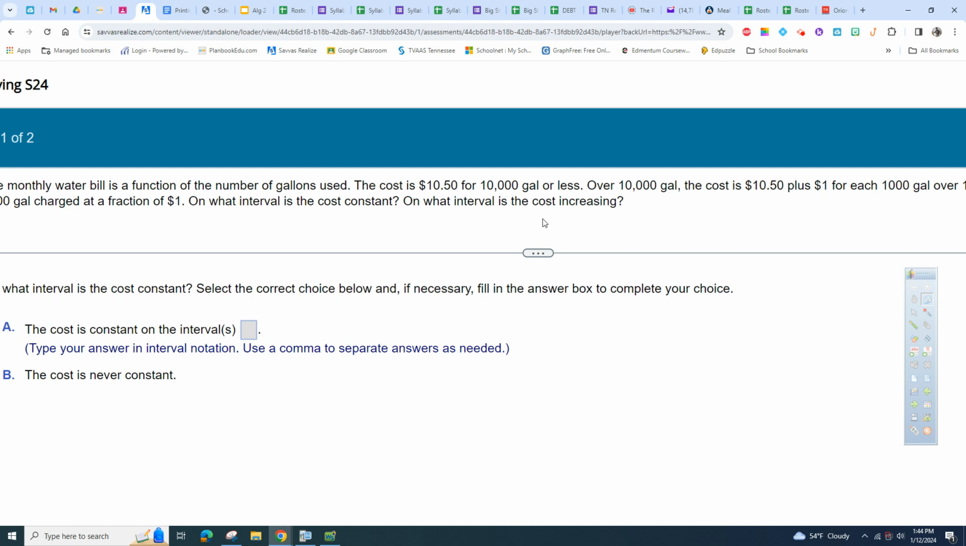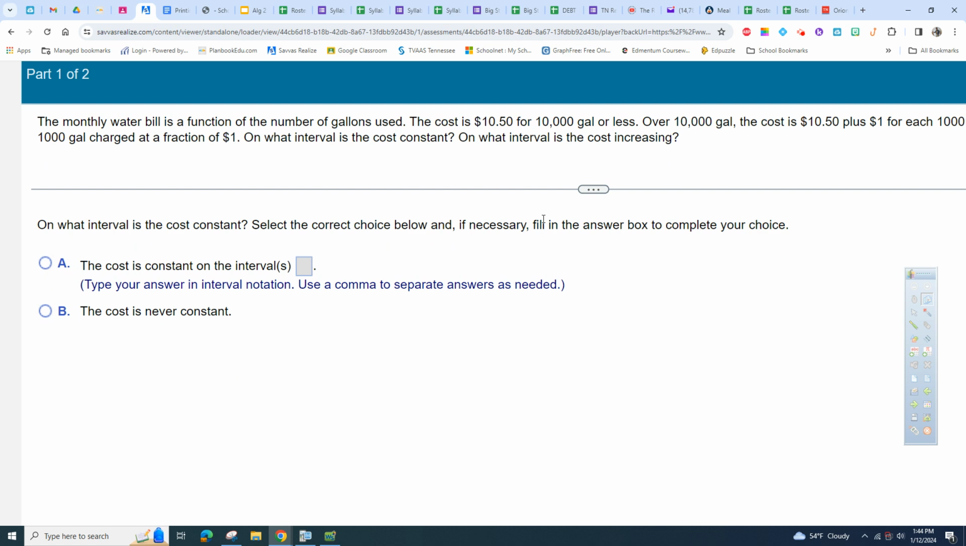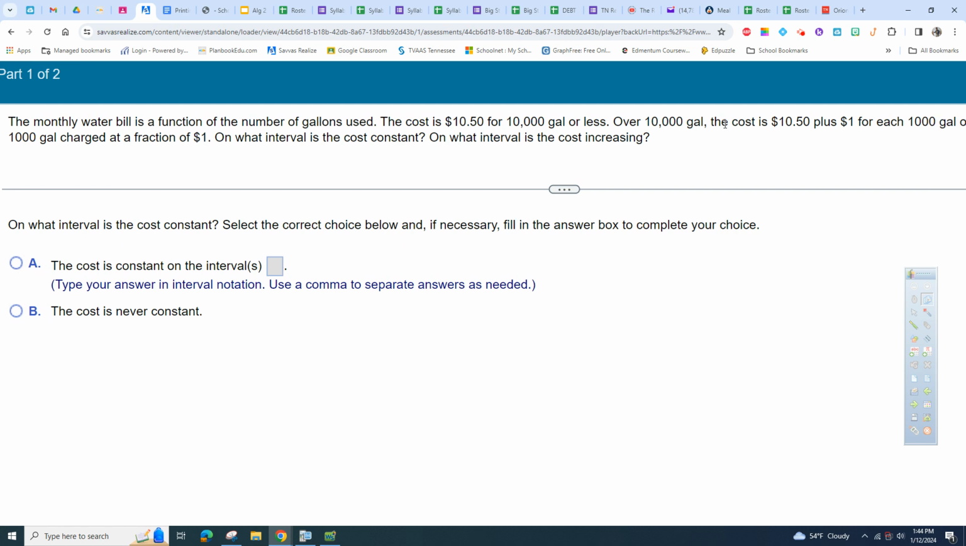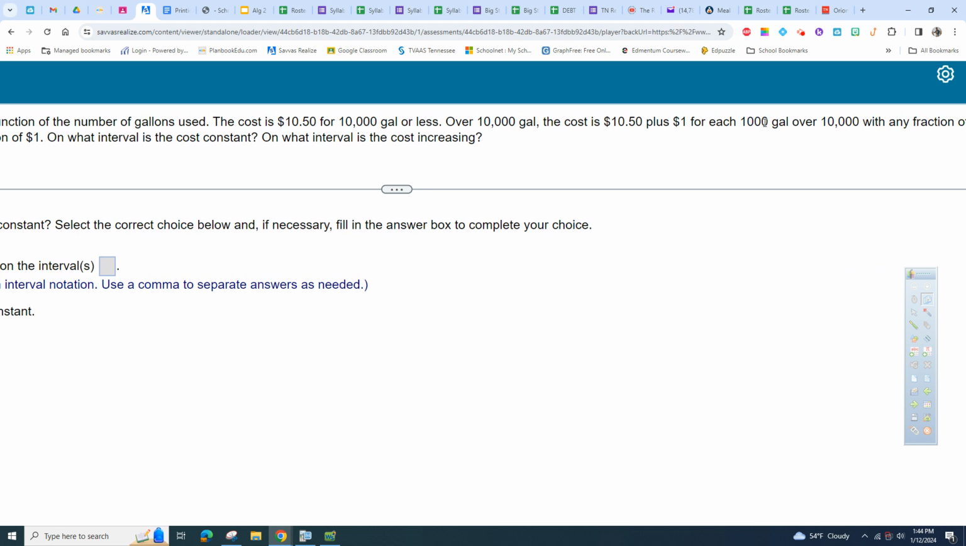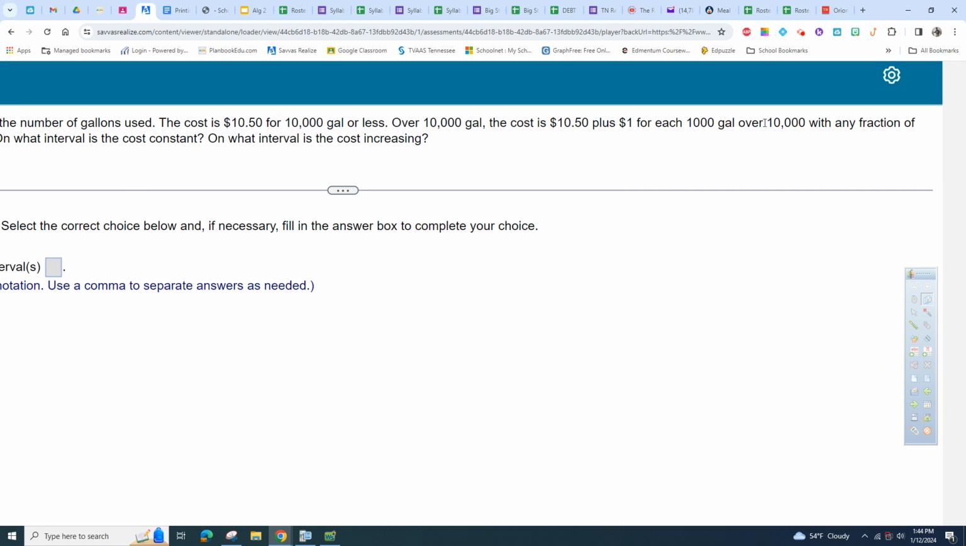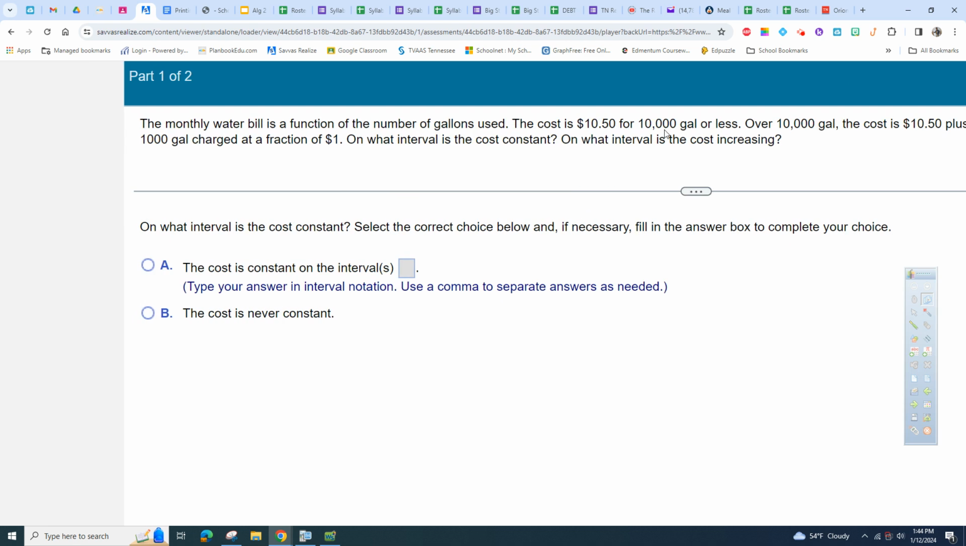All right. So the monthly water bill is a function of the number of gallons used. The cost is $10.50 for the first 10,000 gallons or less. As long as you use 10,000 gallons or less, it's just $10.50 straight up. Now, over the 10,000 gallons, the cost is going to be $10.50 plus $1 for each 1,000 gallons, with any fraction of the interval of 1,000 charged as a fraction of $1.